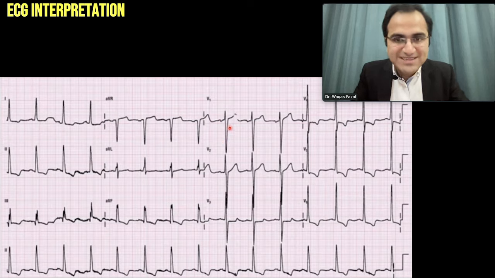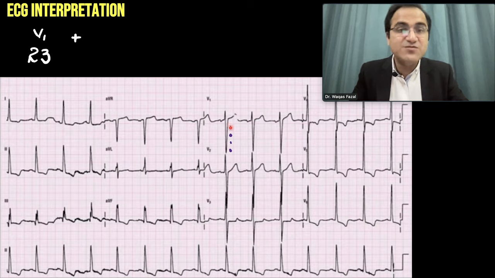Now let's calculate the size of S wave. We have 1, 2, 3, 4, it's more than 4. So we'll say that the V1 is 23.